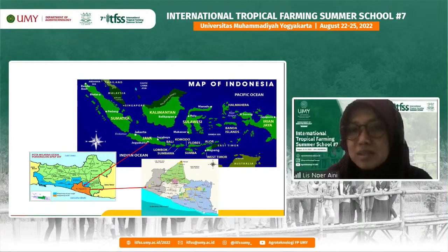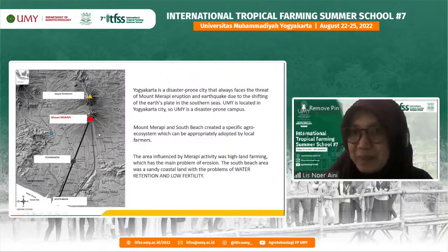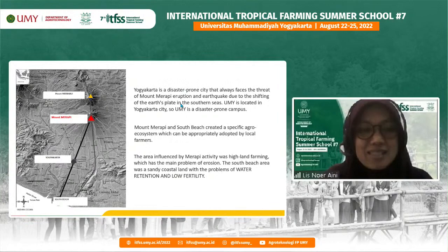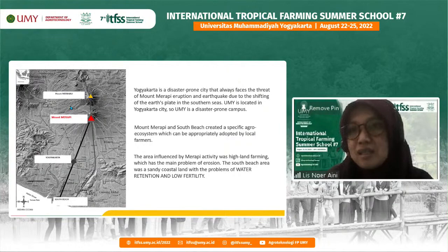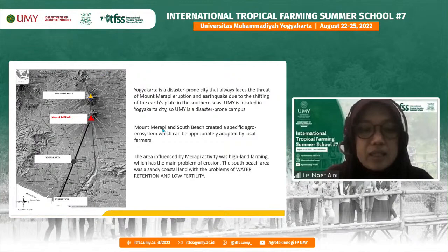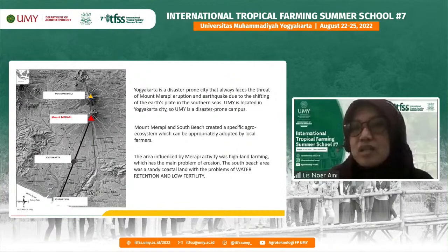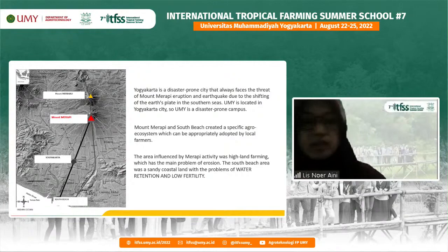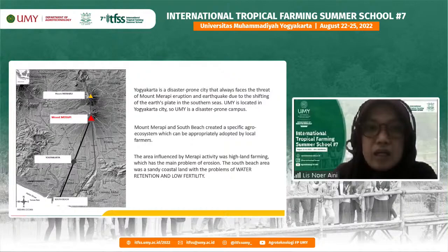Yes, you can see the map again. Yogyakarta's position is between the mountain in the north and the sea in the south. Yogyakarta is a disaster-prone city, like you can see in the videos, that always faces the threat of Mount Merapi eruption. Mount Merapi has a short period between eruptions, and the second disaster threat is the earthquake, the shifting of the earth plates in the seas south of Yogyakarta, and UMY is located between the two. UMY may be one of the disaster campuses.